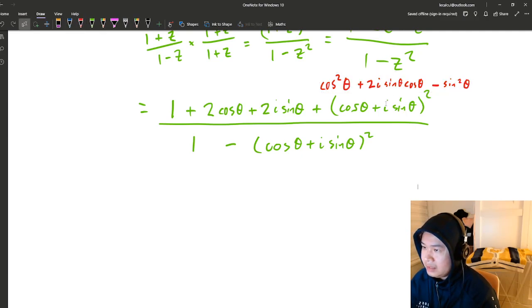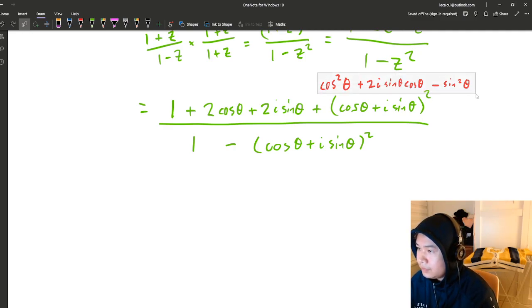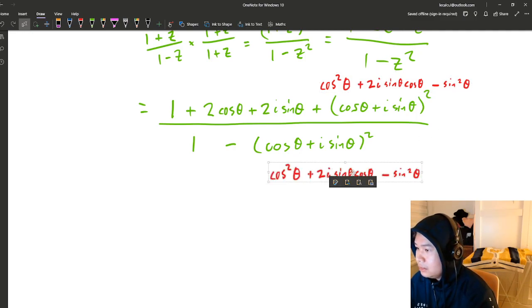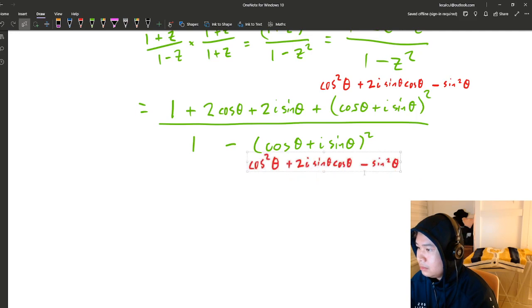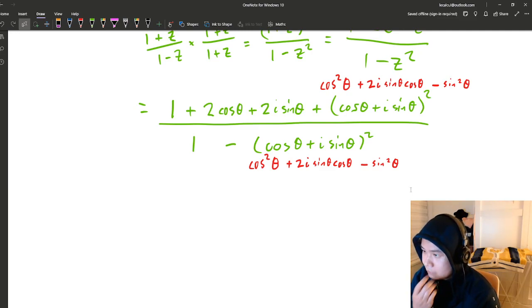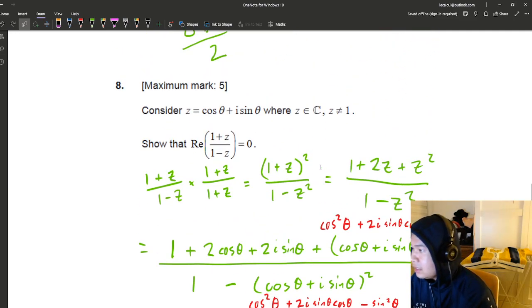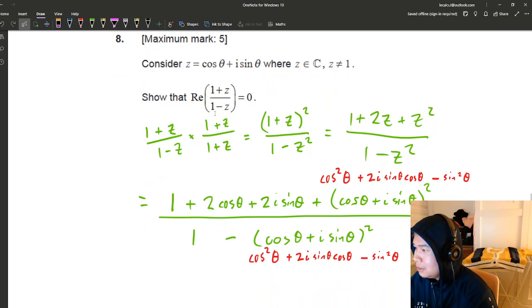Yeah, because this is going to make the minus, and then sine squared is sine squared. Okay, and then likewise, down here, we'll have that. And then does it tell me what I'm supposed to do? Oh, show that the real part is 0. Okay.